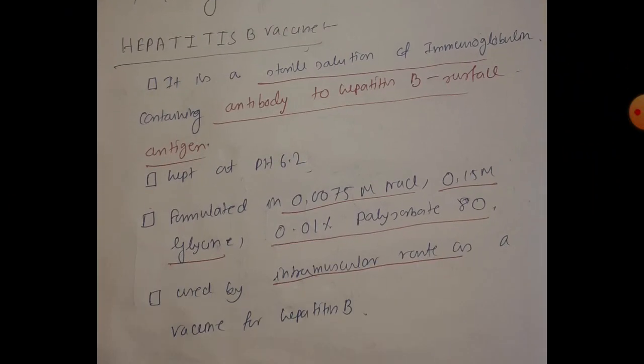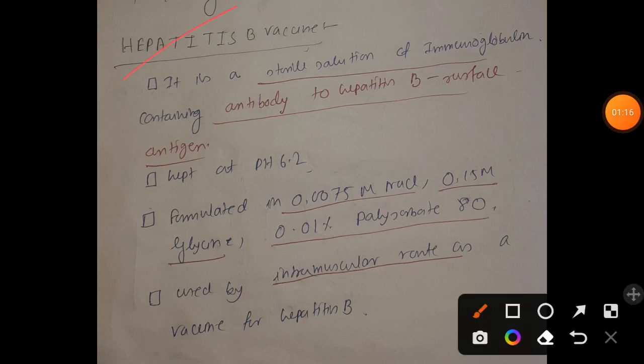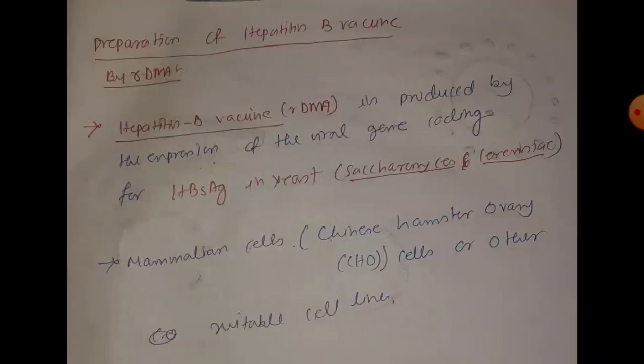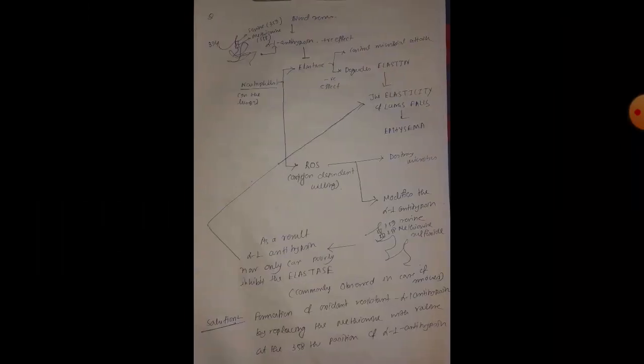So here the hepatitis B vaccine is a sterile solution of immunoglobulin containing antibody to hepatitis B surface antigen that is kept at pH 6.2, and it is formulated in 0.0075 molar NaCl, 0.15 molar glycine, 0.01% of polysorbate 80, and used by intramuscular route as a vaccine for hepatitis B. So that is the recombinant vaccine formation.